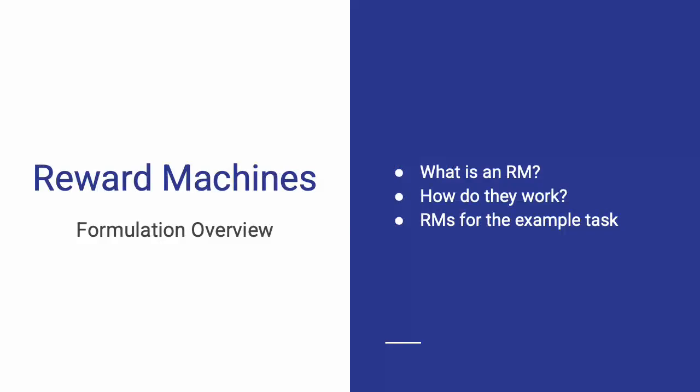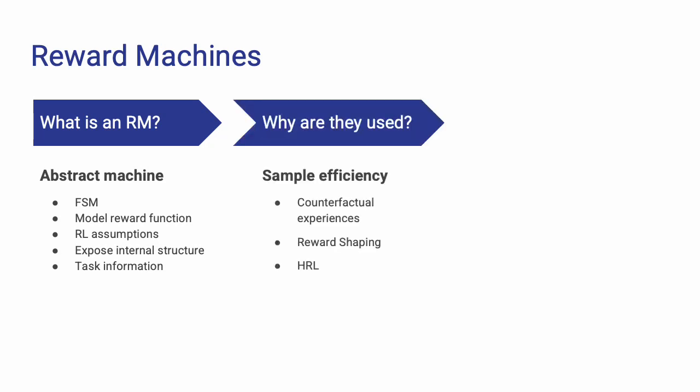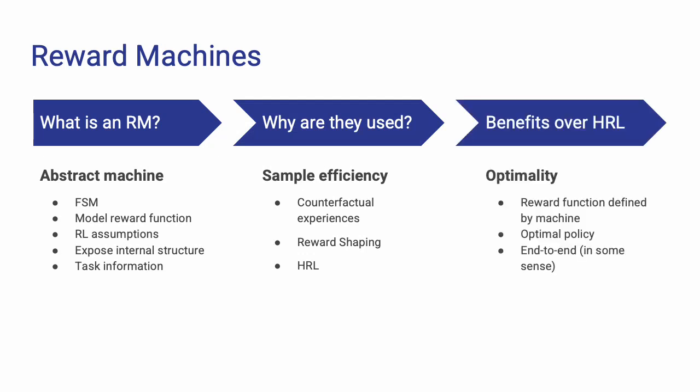We now discuss how the reward machine formulation can be used to solve this problem. Reward machines are automata which can be used to model reward functions. The main benefit of this approach is that the structure of these automata can be used to increase sample efficiency. Notably, the policies learned by reward machines are optimal.